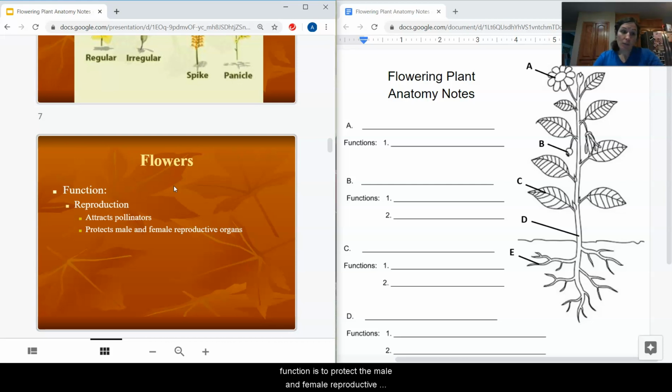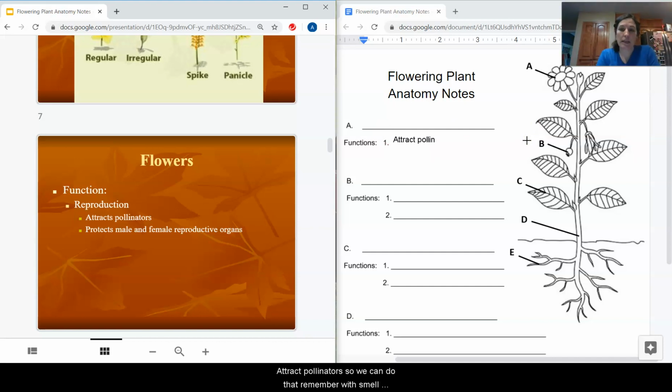And another purpose or function is to protect male and female reproductive organs. So I only put one line on there, and that was probably my fault. I probably should have put a different line on there. But I'm going to actually type attract. Let's see if I can do this better. It's my first time.